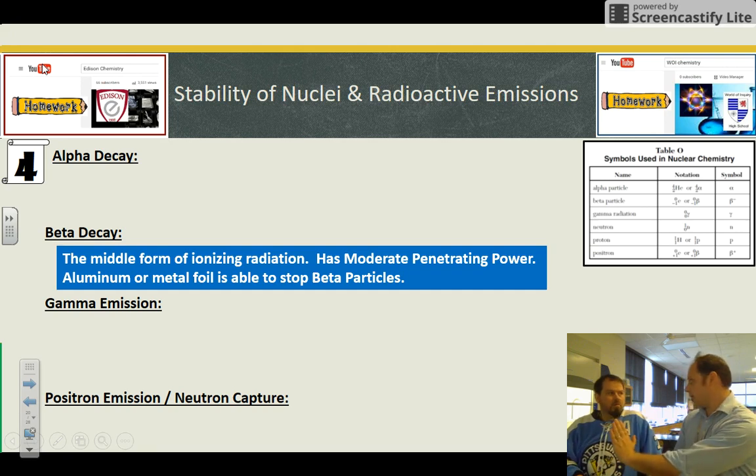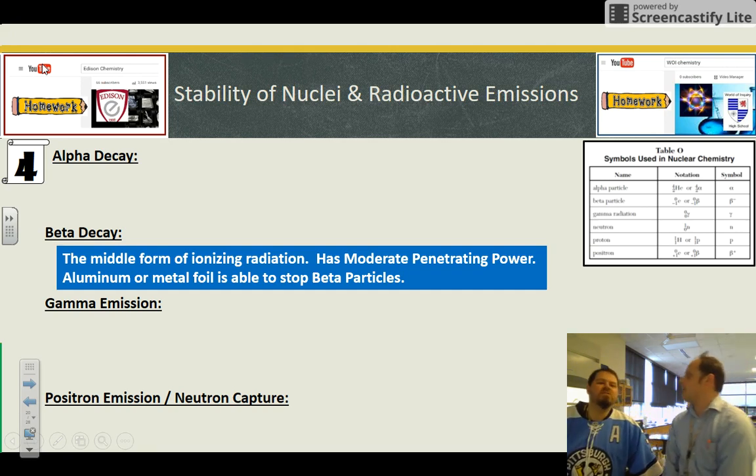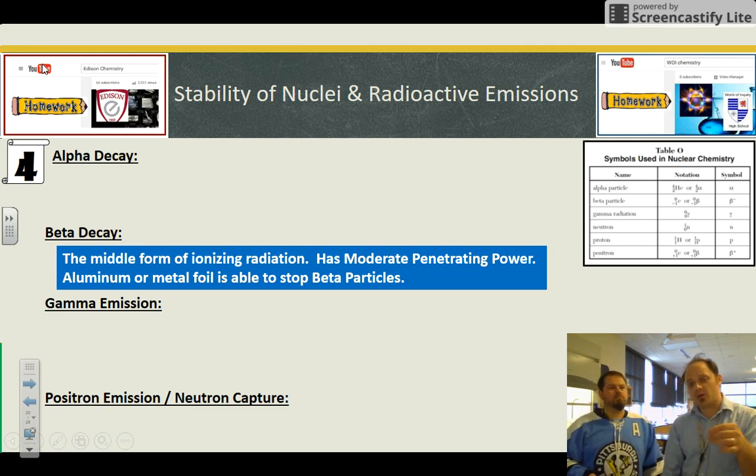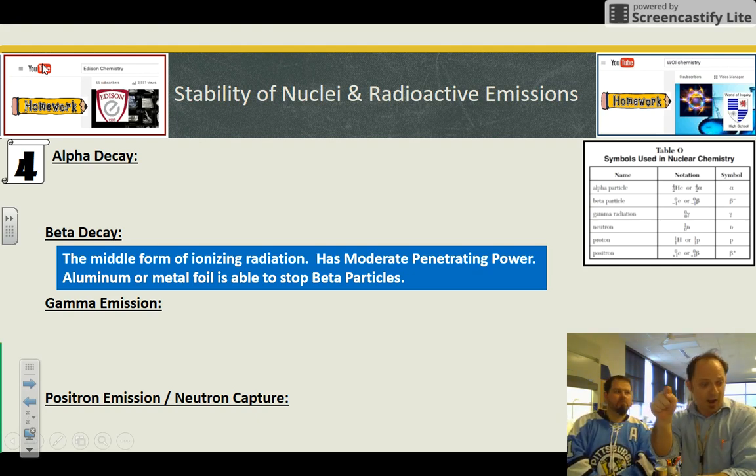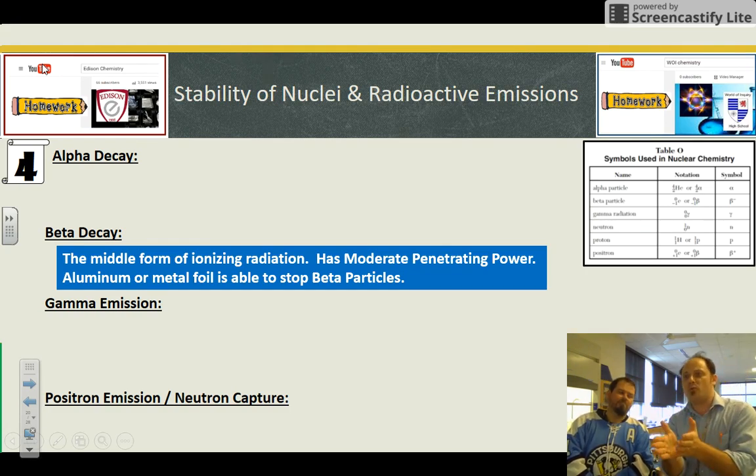So it'll go through paper, but a little bit of aluminum foil or metal would be able to stop it. Metal's dense enough. Because beta particles have a negative charge, and negative charges are attracted to positive charges, that's why they don't go through too much stuff. On their way through, they see, oh, positive charge, I've got you, and so they can't get through quite as much.